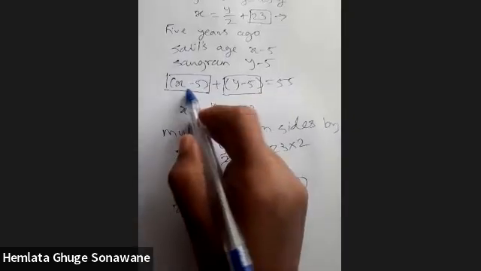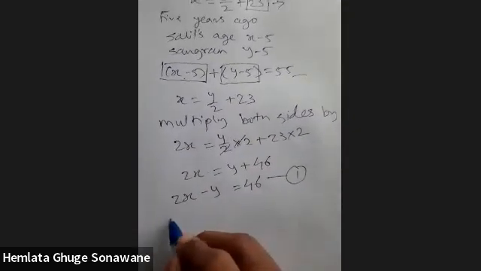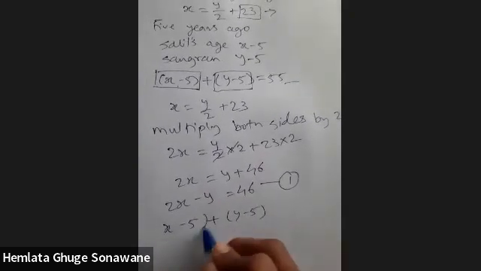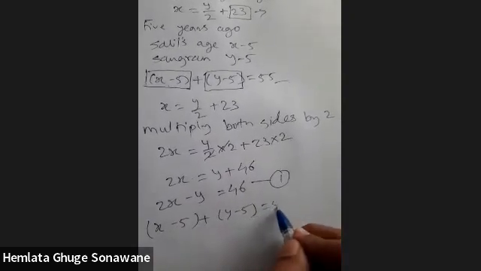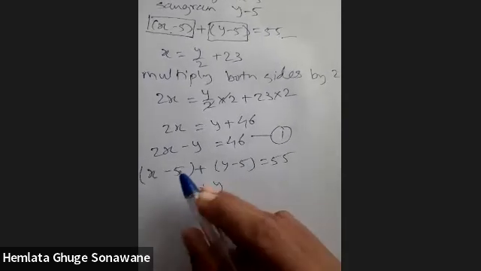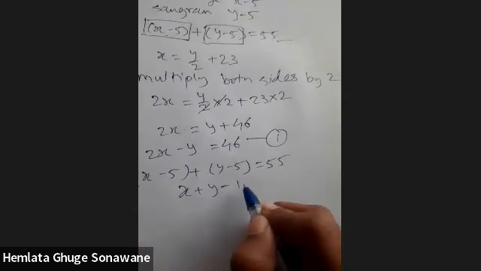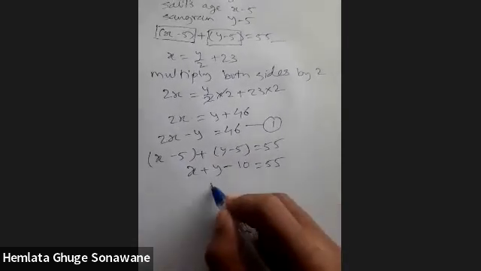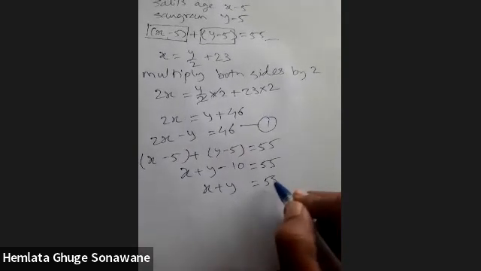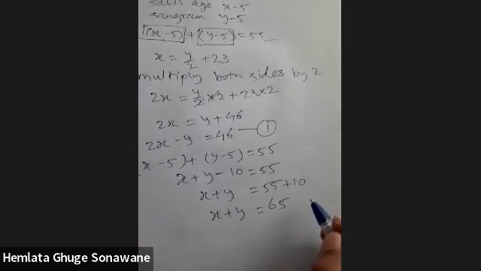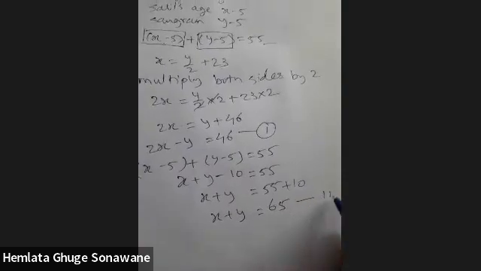Okay, we'll simplify this also. x minus 5 plus y minus 5 is equal to 55. That is x plus y, and minus 5 and minus 5 add to minus 10. Now this minus 10 becomes plus 10 towards the right hand side. So it becomes x plus y is equal to 65. This is our equation number 2.